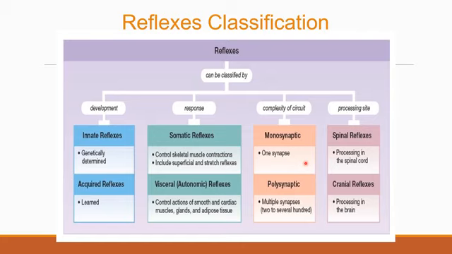The one which we are going to deal with now is the stretch reflex, which is a monosynaptic reflex. These stretch reflexes are somatic reflexes, and examples are the knee jerk and biceps jerk, that is the deep tendon reflexes. That we will see in the practical examination.